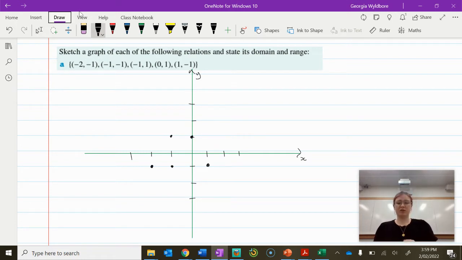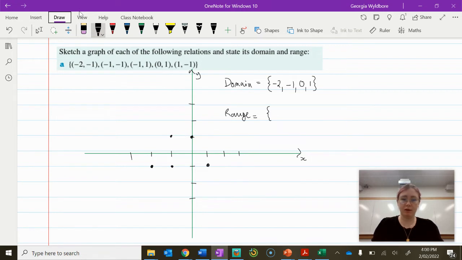You can see this isn't going to really form any kind of graph. It's just a set of points. Our domain here is going to be just the set of x values. So we've got -2, -1, 0, and 1. And our range is our set of y values. So we have -1 and 1. That's the entire range because there's only those 2 points on your y-axis where there's 4 points on your x-axis.